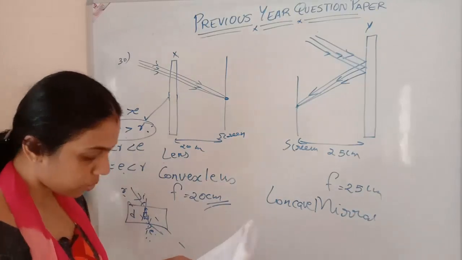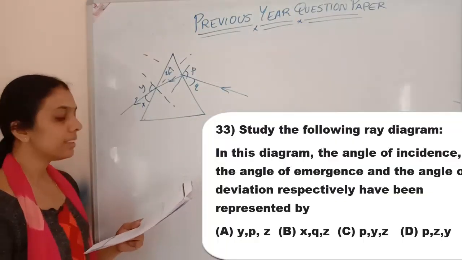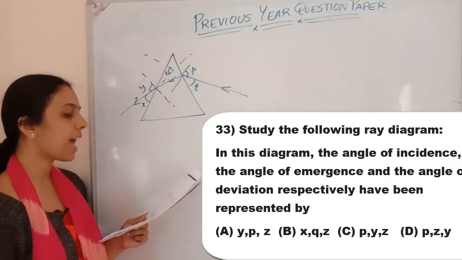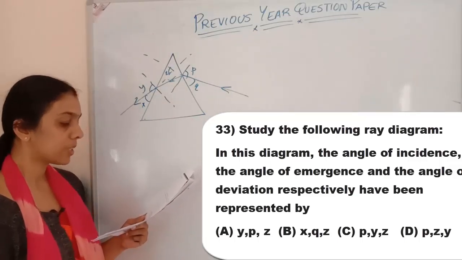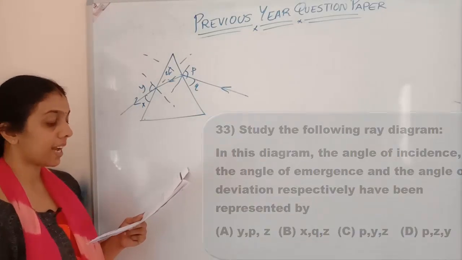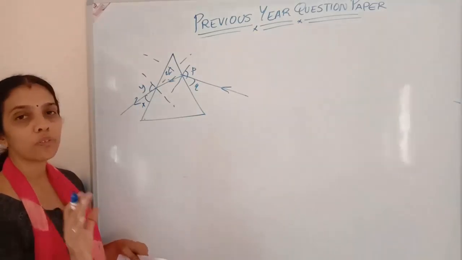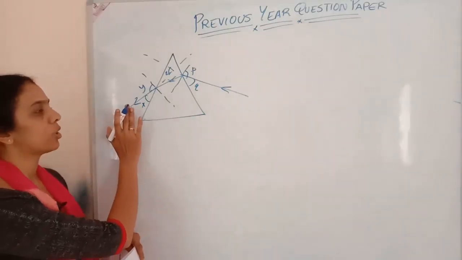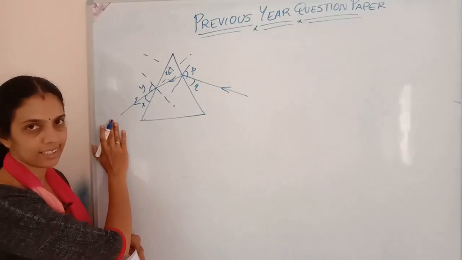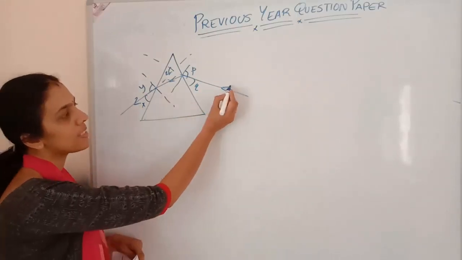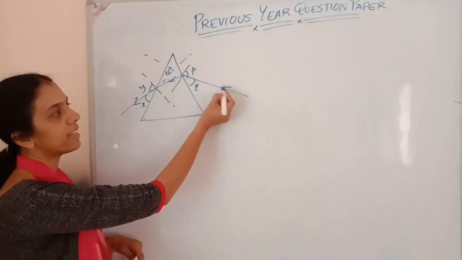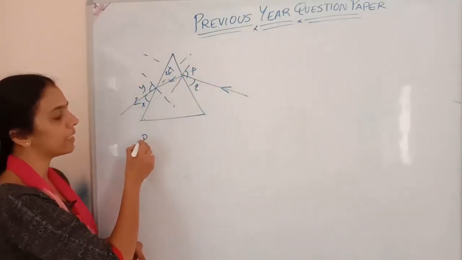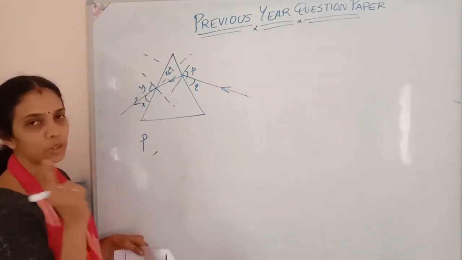Okay. So the next one. So this is the diagram. In this diagram, the angle of incidence, angle of emergence and angle of deviation respectively have been represented by... Incident ray where it is falling. So usually we will draw the incident ray this side, isn't it? But here in this diagram you just see, the light ray is coming in this side. Isn't it? So what is the angle? P is angle of incidence. That one you should remember.